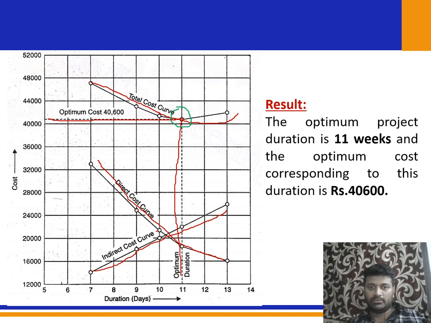So we are just crashing everything. First we are finding out the CPM, that is critical path, and we are going to find the cost slope, and then we are going to crash each and every activity which has the least cost slope. After crashing all those activities, we are going to find the total cost, and from the total cost we can find the optimum cost and optimum duration.